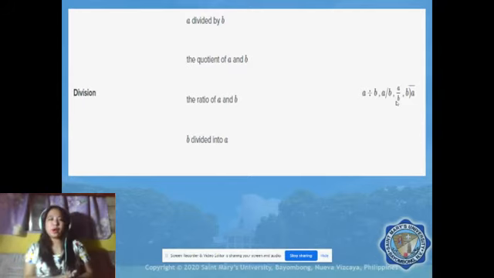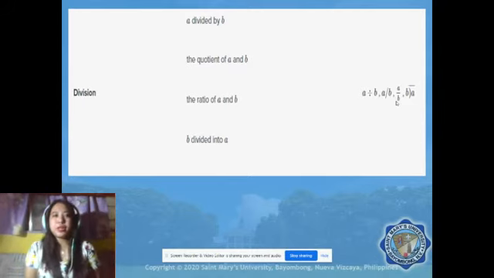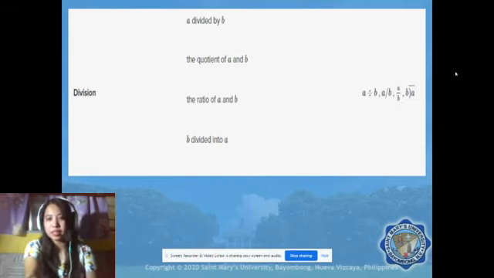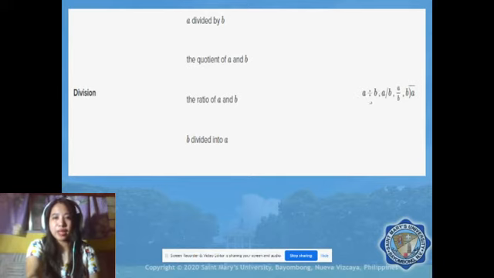Okay, how about for division? In division, we can use phrases like A divided by B, the quotient of A and B, the ratio of A and B, or B divided into A. And some of the mathematical expressions used for this are A, the symbol for division, B, or A slash B, or A over B, or A, the other symbol for division, B. So we actually have four ways of writing this in mathematical expressions.